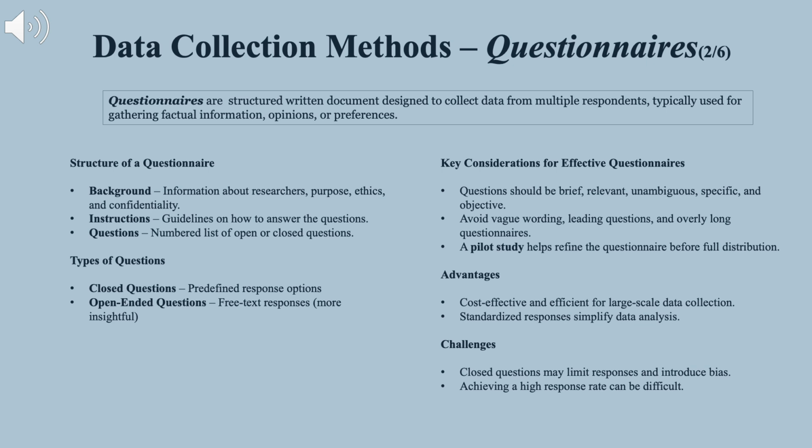To ensure clarity and effectiveness, questions must be carefully formulated. As suggested by Peterson, good questions should be brief, relevant, unambiguous, specific, and objective. They should avoid complex wording, leading questions, and vague phrasing. The order of questions is also important, as earlier questions can influence later responses. Additionally, the total number of questions should be limited to prevent respondents from feeling overwhelmed. Because designing an effective questionnaire can be challenging, researchers often conduct a pilot study before distributing it.